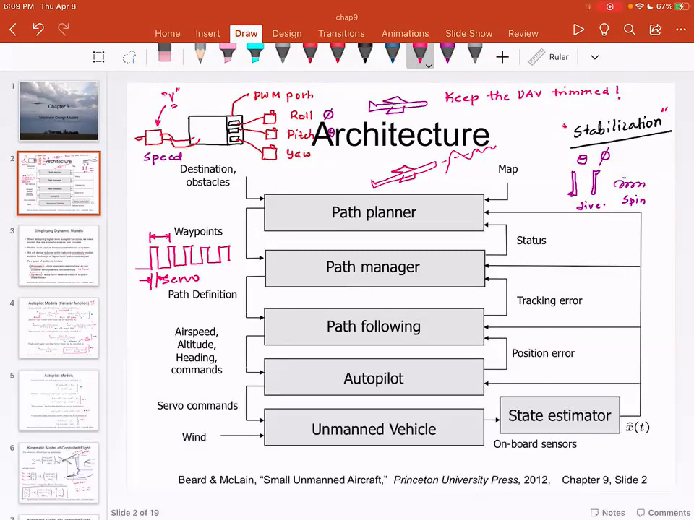If you want to control the servo, then it will control the PWM. So this is digital. So you can have PID control implemented on an analog implementation or on a digital implementation. All right. Now, assume that our UAV is stabilized and trimmed.